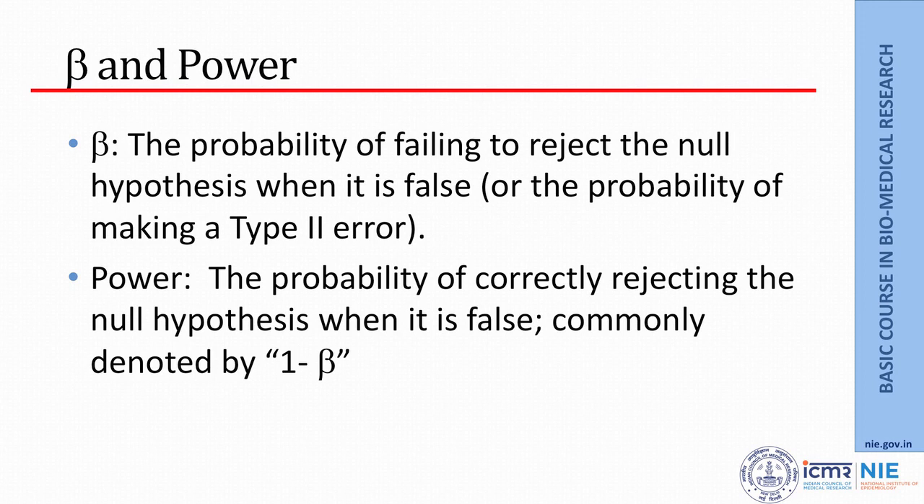The next are beta and power. Beta is nothing but the probability of failing to reject the null hypothesis when actually it is false. So, if something is false, you have to reject it, but you accept it. And the probability of making this is called a type 2 error, and the complement of this, that is 1 minus beta, is commonly denoted as power, which is a correct decision, and that is nothing but the probability of correctly rejecting the null hypothesis when it is false.